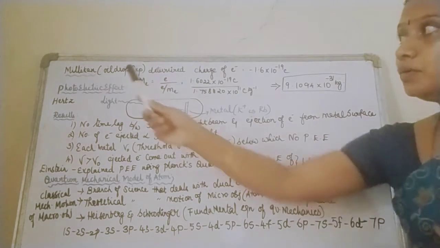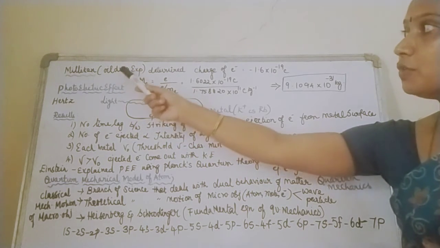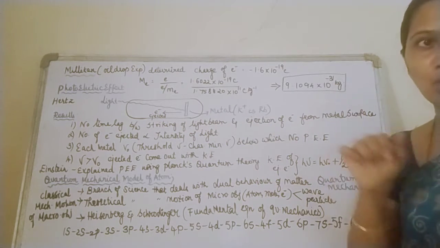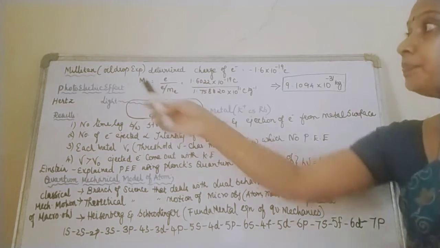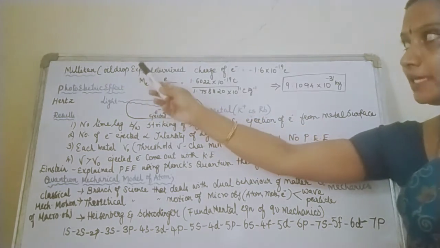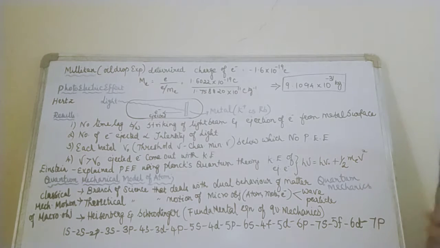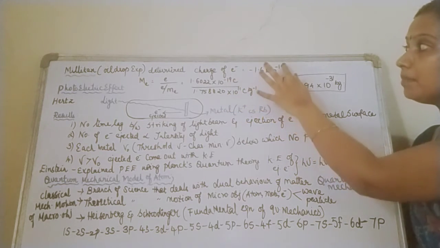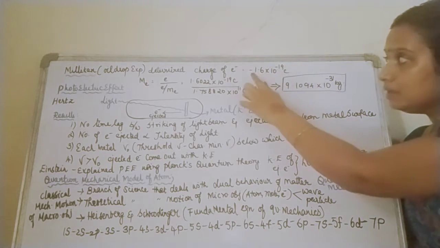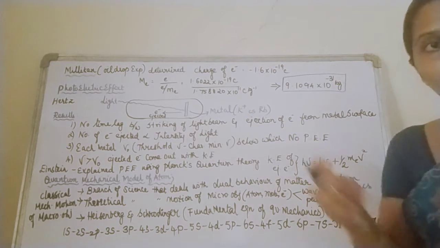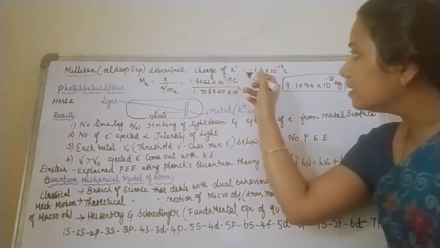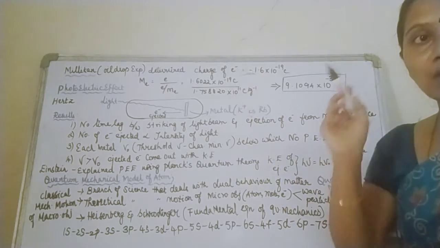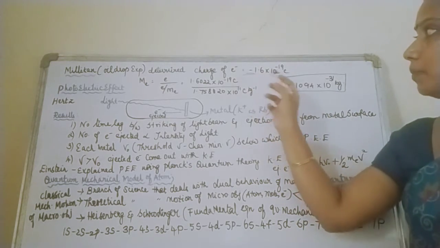Okay children, so the scientist Millikan, by means of the oil drop experiment, this is not very important, it is given in your textbook in a small box, you can just go through it once. So Millikan, by means of the oil drop experiment, determined the charge of the electron as minus 1.6 into 10 power minus 19 coulombs. Why is there a negative charge here? Because, as you may know, electrons are negatively charged, that's the reason. So he found the charge of one electron is minus 1.6 into 10 power minus 19 coulombs.